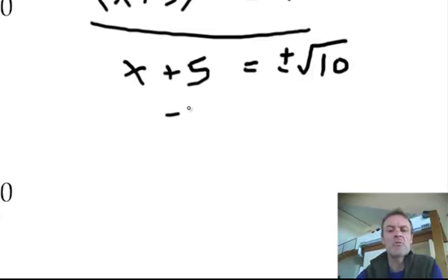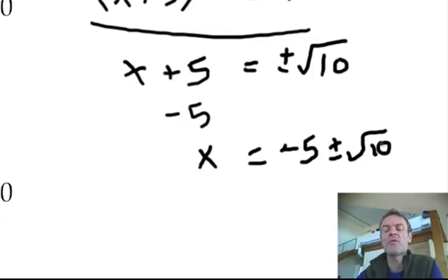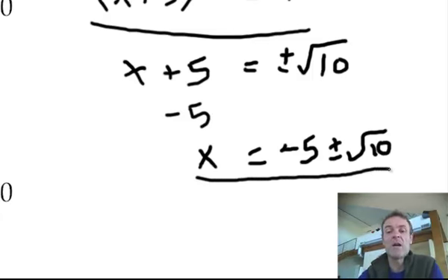Now remember, I'm just going to subtract a 5 from both sides to get to the x, and all I can do is just write this. Negative 5 plus or minus root 10. If you needed some whole numbers, if you're plotting something, you can put it in your calculator, but that's the answer. X equals minus 5 plus or minus root 10, and that's it.